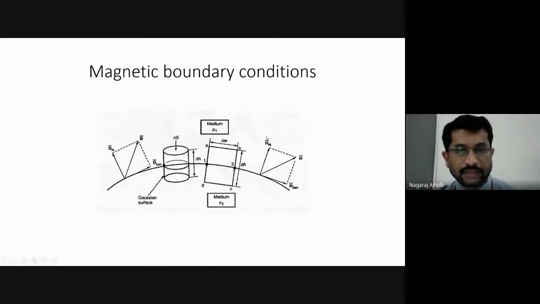Here we have the magnetic flux density B and magnetic field intensity H. They are resolved into two components. One is the horizontal component, which is along the boundary, that is tangential to the boundary. Another one is the normal component, which is perpendicular to the boundary.